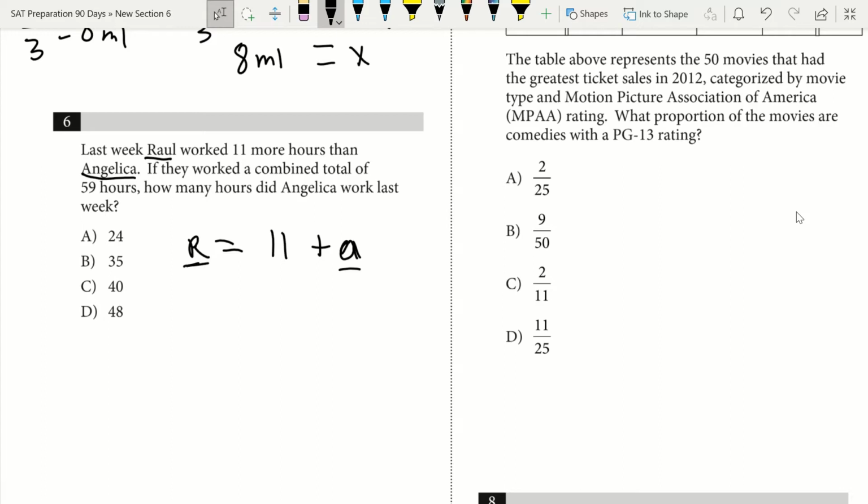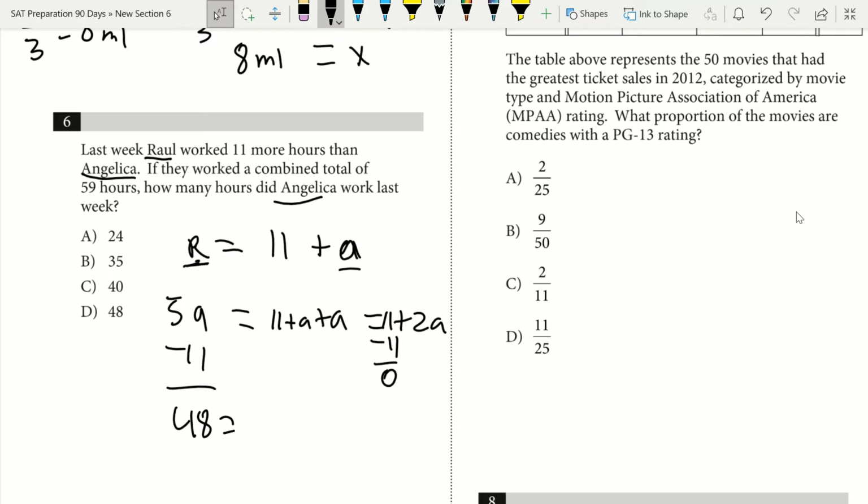So I named Raul R, that's the number of hours he's going to work, and Angela's hours are going to be A. So then I'm asked if they worked a combined total of 59 hours, how many hours did Angela work last week? Well, that's going to equal R plus A, right? R plus A. And we know then that R is equal to 11 plus A. So we'll have 11 plus A plus A. That's going to equal 11 plus 2A. I subtract 11 from each side. That's going to give me 48 is equal to 2A. I divide each side by 2. And I see then that A is going to equal 48 over 2, or 24. So my answer there will be A.